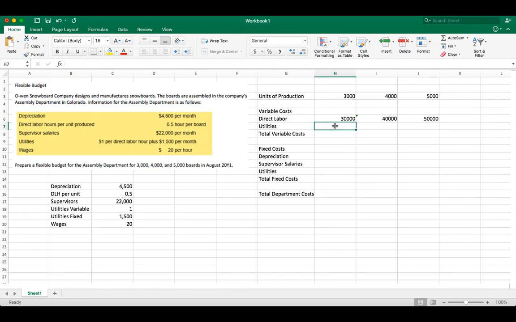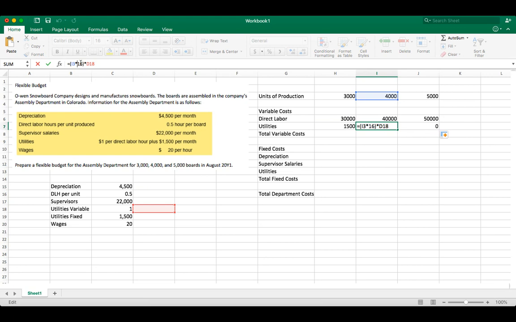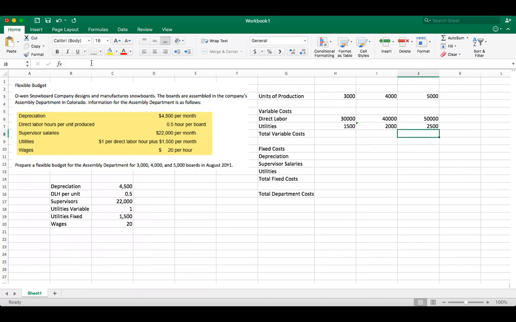Okay. For our utilities, it is going to be equal to the number of units times how many direct labor hours it takes per unit, and times variable costs of 1. Okay, we're going to carry this over and fix the letters. So instead of this being D, it's going to be C. Instead of this being D, it's going to be C. Same here. Y'all might know a more efficient way of doing this. Please feel free to comment below on ways to make this a little bit more efficient.